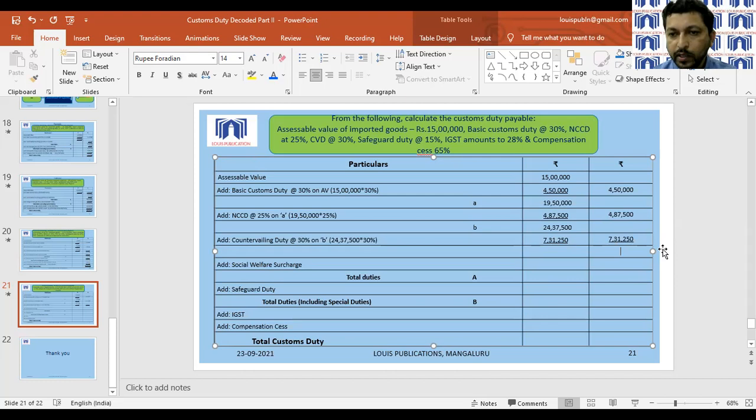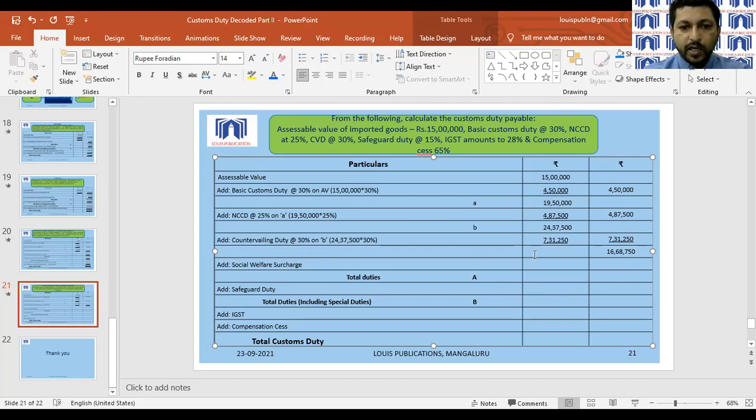So we'll have to add up all these numbers. 7,31,250 plus 4,87,500 plus 4,50,000. So I will get 16,68,750. Adding it up: 8 plus 7 is 15, then 15, 80, 1630, 1660, 1668, 750. That will be the value.